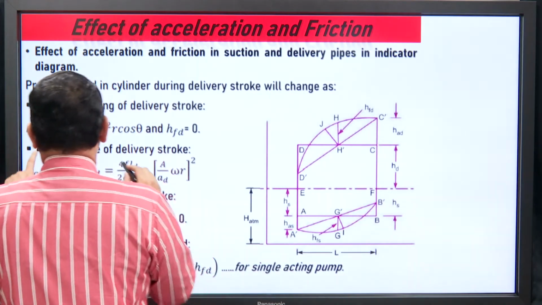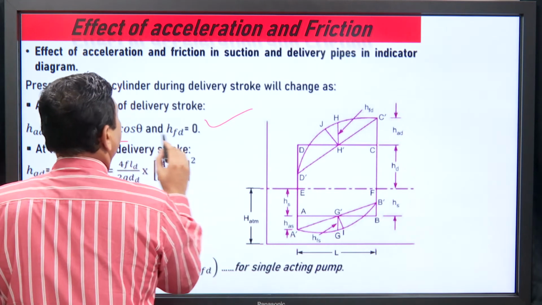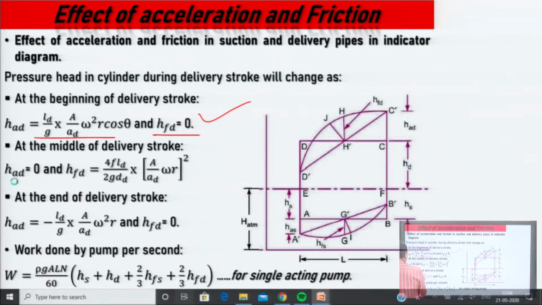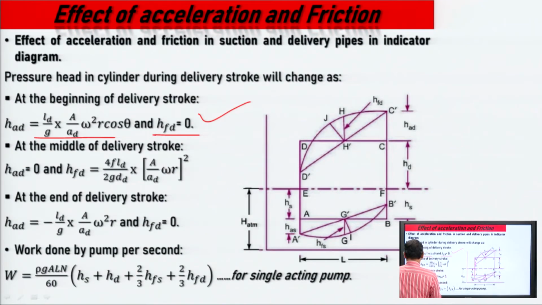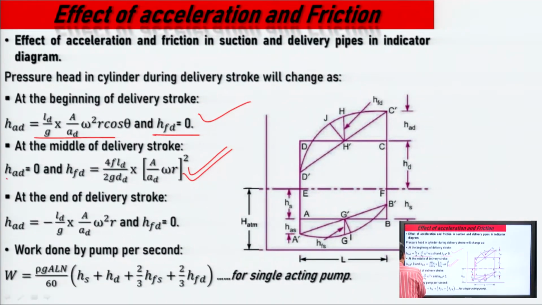So, HFD is already calculated. If you combine this value, then this term is 0 again at the middle of the section. At the middle of the section, friction is maximum, but at the middle there is no effect of acceleration, so this component is 0. At the end of the delivery stroke, HAD takes the minus sign, and again the friction component is 0.